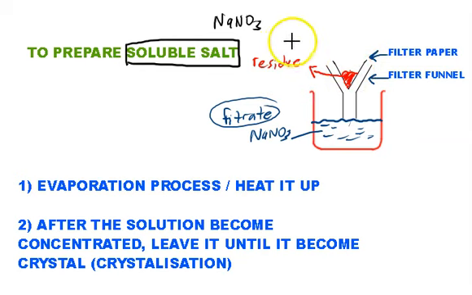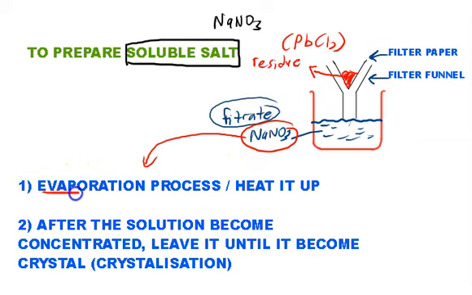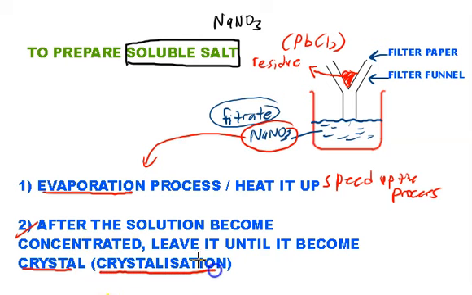And this is also plumbum 2 chloride. But we are now talking about the soluble salt, so we just have to focus on this. First, what we have to do here is the evaporation process, but to speed up the process we can heat it up. Next, after the solution becomes concentrated, leave it until it becomes crystals. This process we call the crystallization process.